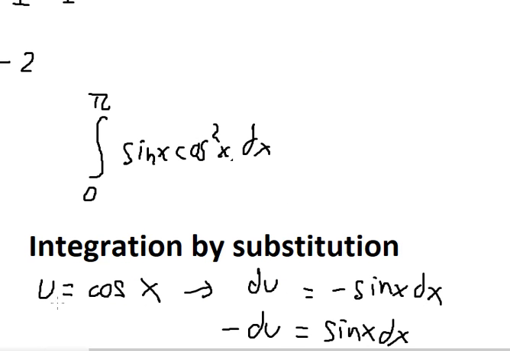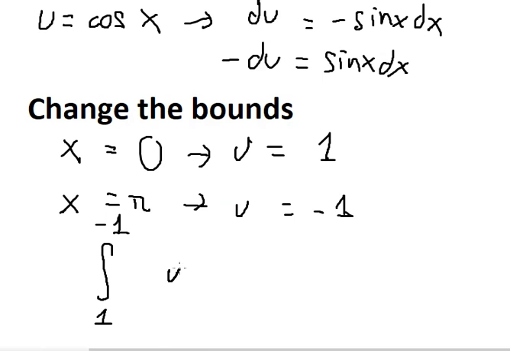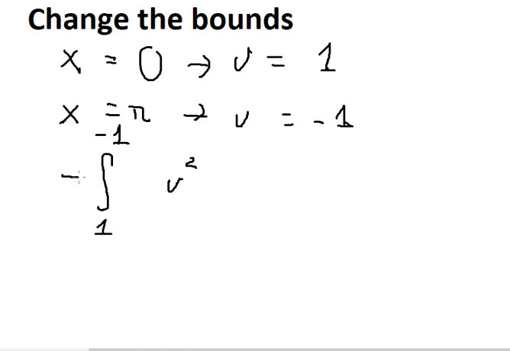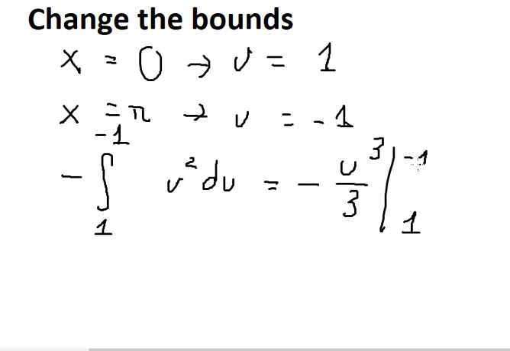Cosine s we change for u, and you got u squared. Sine s ds we change for negative du. And we got about negative u to the power of 3 over 3. And we have the bounds from 1 to negative number 1. And we got the final answer.